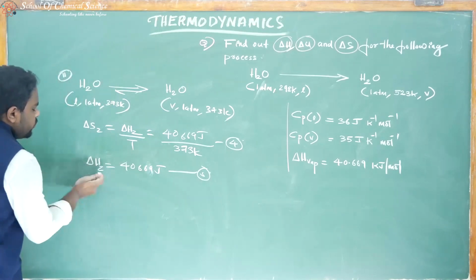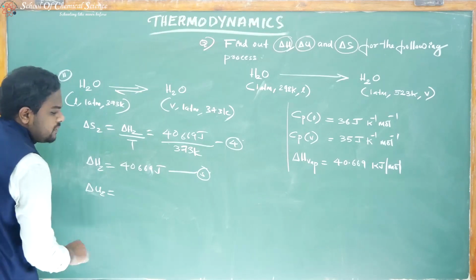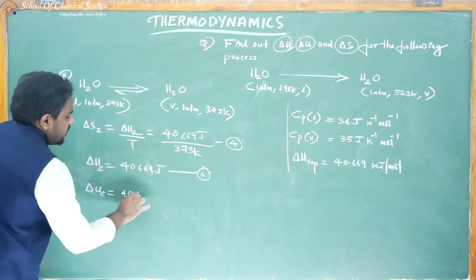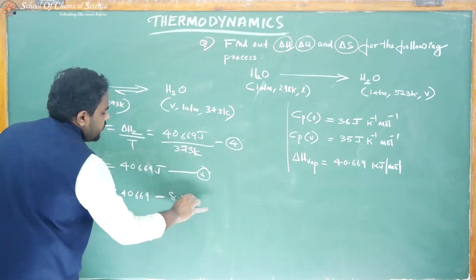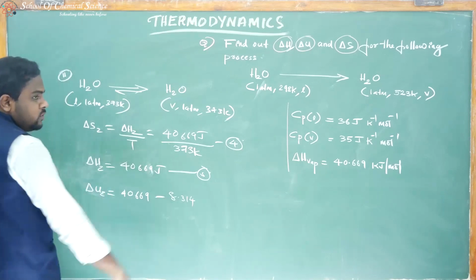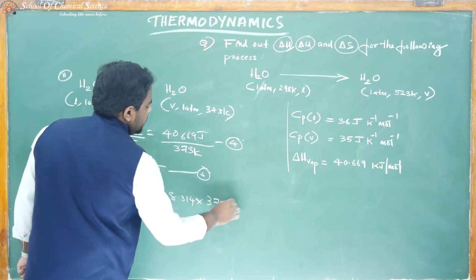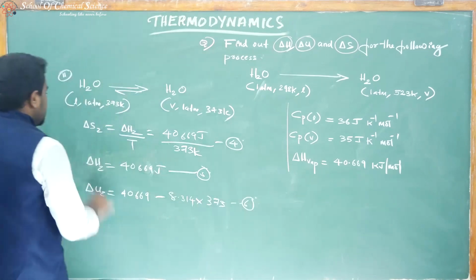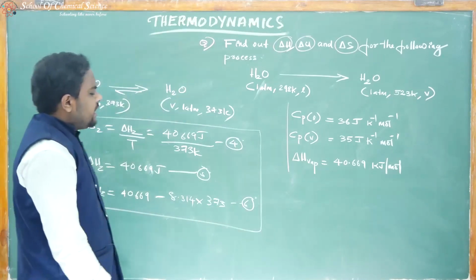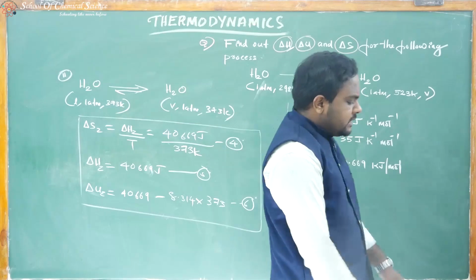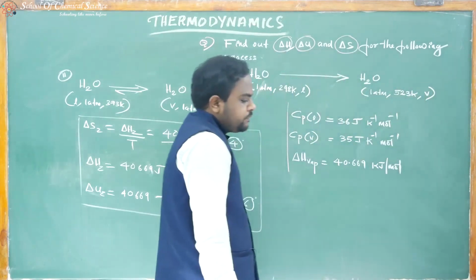Then delta U2. How can we find the delta U2? Delta U2 is equal to delta H2 minus RT. That is 40669 minus R, where R in joule is equal to 8.314, into temperature 373, equation number 6. So this is the entropy change, enthalpy change and internal energy change for the second step, which is a reversible phase transition, right?